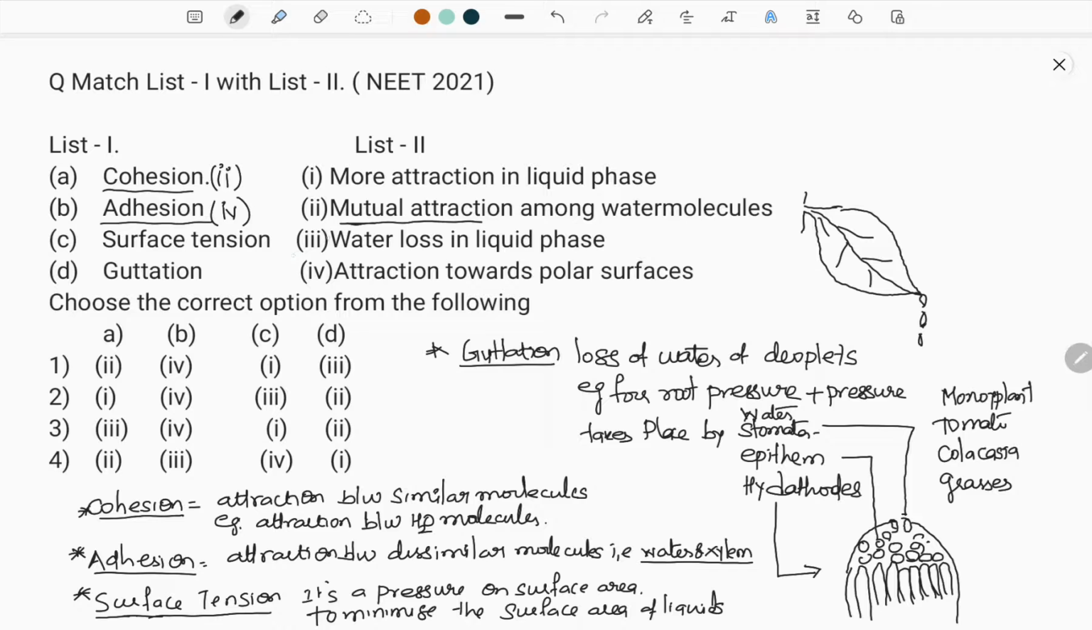Then surface tension, this is attraction in the liquid phase. In fact, it is the tension, the pressure that will try to decrease the surface area of the liquid, that will try to make the liquid form droplets, that is option 1 here. And guttation is loss of water in the form of droplets from the tip of the leaves. We have discussed that. So this is water loss in liquid phase, that is option 3. So the answer is here 2413.